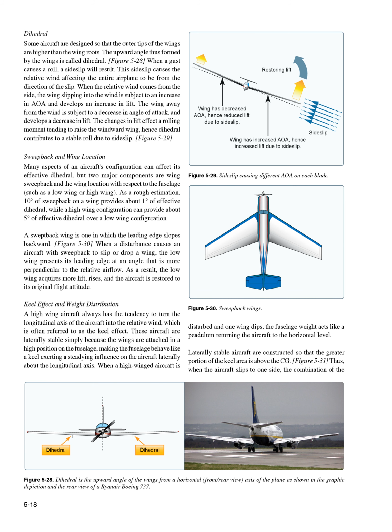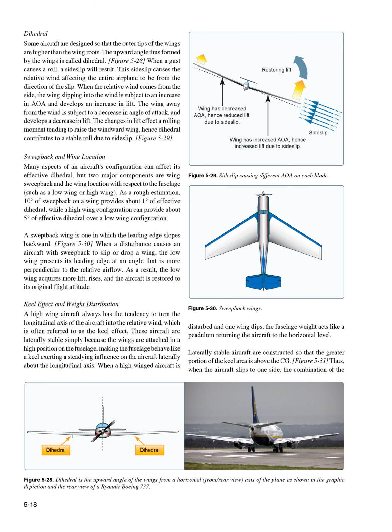Figure 5-29: sweepback and wing location. Many aspects of an aircraft's configuration can affect its effective dihedral, but two major components are wing sweepback and the wing location with respect to the fuselage, such as a low wing or high wing. As a rough estimation, 10 degrees of sweepback on a wing provides about 1 degree of effective dihedral, while a high wing configuration can provide about 5 degrees of effective dihedral over a low wing configuration.